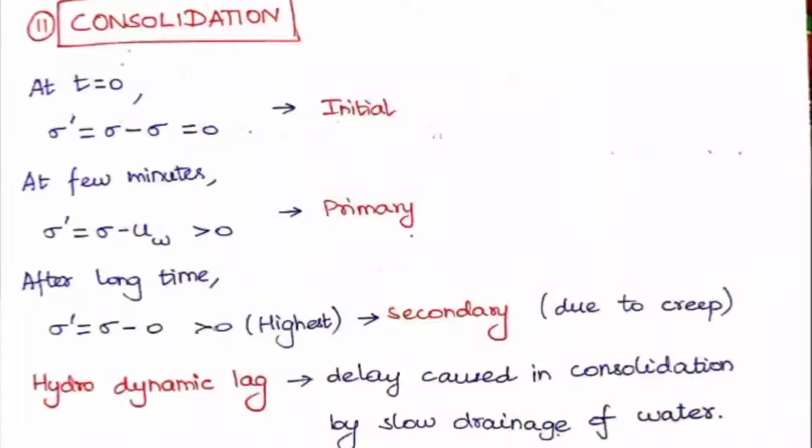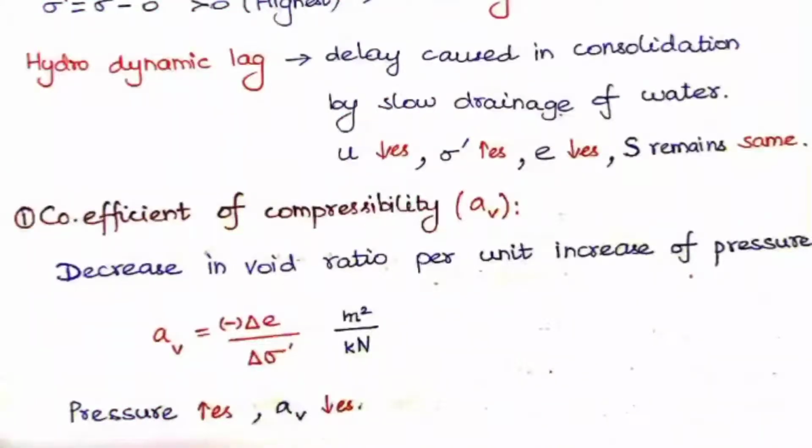And then we call this term hydrodynamic lag. This is nothing but the delay caused in the consolidation process by the slow drainage of water. When the water is removed slowly, there is some lag happening, and we call it hydrodynamic lag. During the consolidation process, the pore pressure will be decreasing, so the effective stress sigma dash will be increasing. Void ratio also will be decreasing, and S remains the same. S is the degree of saturation, and it always remains the same throughout the process.